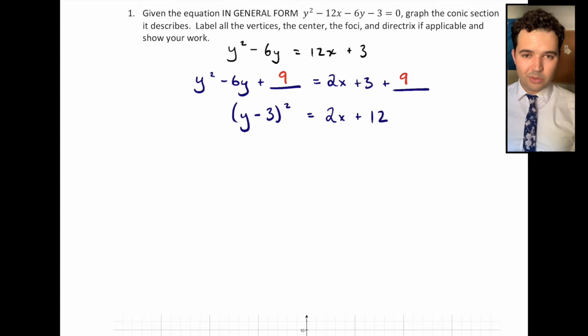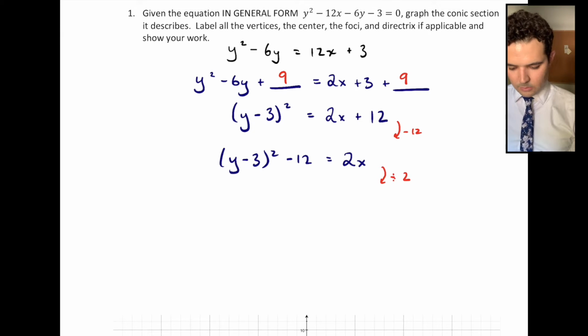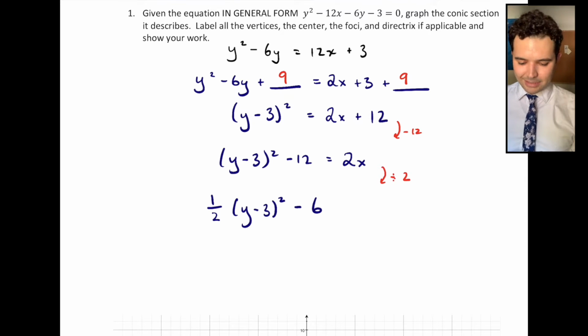So from here, I'm going to solve for x. To do that, first I'll subtract 12 from both sides, minus 12. And then I will divide both sides by 2. This will give me, I'm going to just write this as 1/2 (y minus 3) squared minus 6 is equal to x.